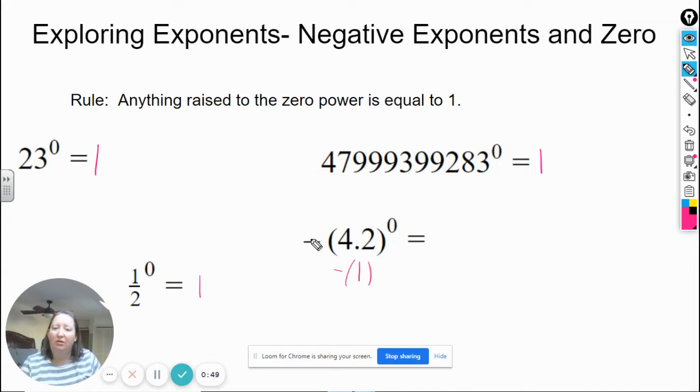But lurking outside was this negativity, this negative sign. So this becomes negative 1. That's the only thing that's different. So the rule is that if anything is raised to the 0 power, it equals 1.